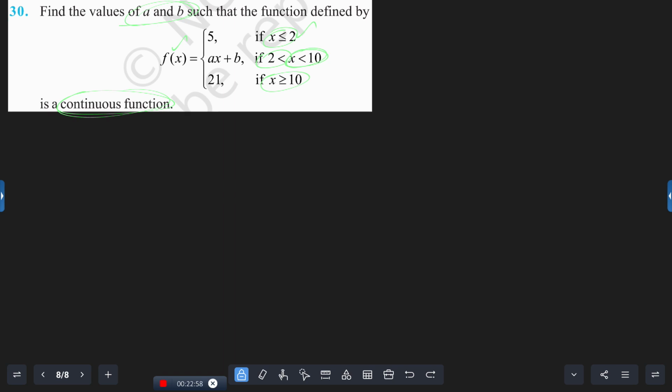So first of all, take x is equal to 2. The left hand limit, since the function is continuous, is equal to the right hand limit.